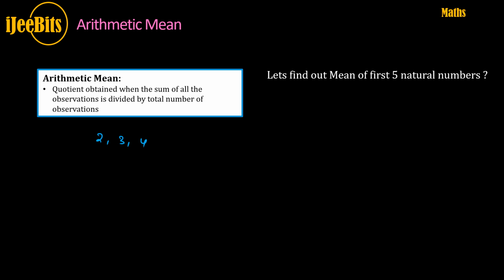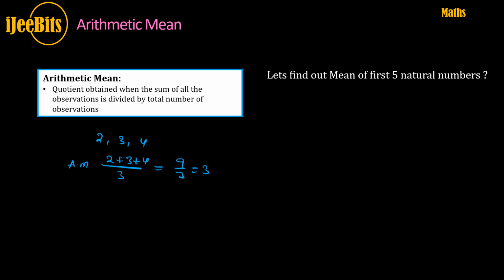So what it says is, the coefficient obtained when the sum of all observations, what is the sum? 2 plus 3 plus 4 is the sum, divided by the number of observations. How many? 3. So what value do you get? 9, right? 9 by 3 equal to 3. So this 3 is the AM, arithmetic mean.